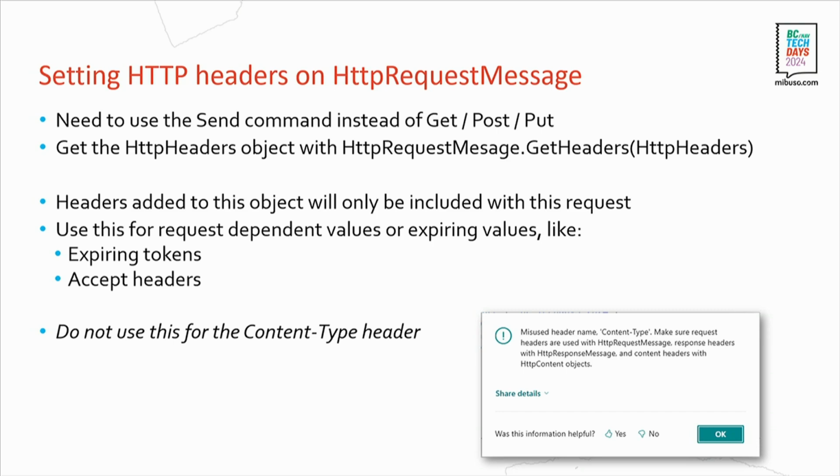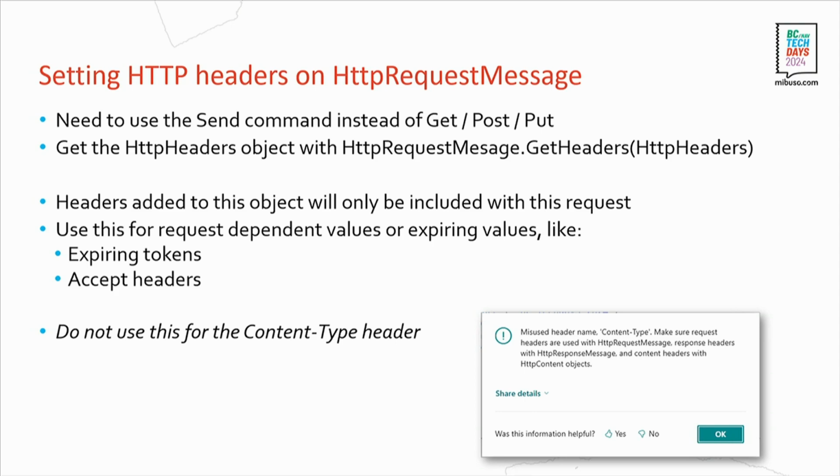Now, headers that you add on the HTTP request message will only be included with that particular request. The next request will have an empty set of headers. Only the default request headers from the HTTP client will be added. So the HTTP client actually combines the headers from the default request headers and the headers you set on the request message. They will just be combined to one list of headers.